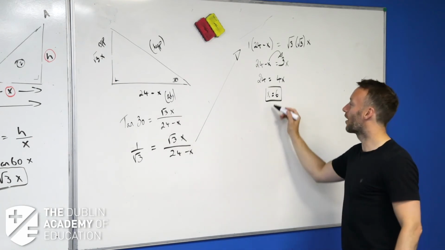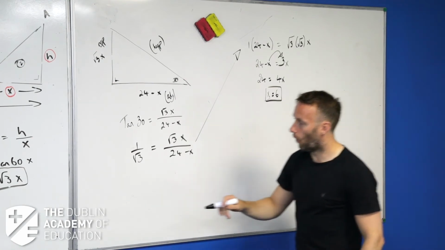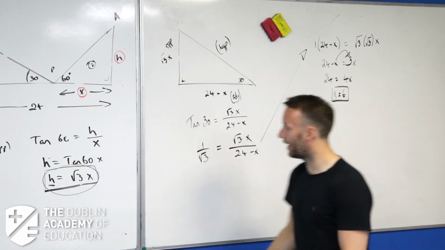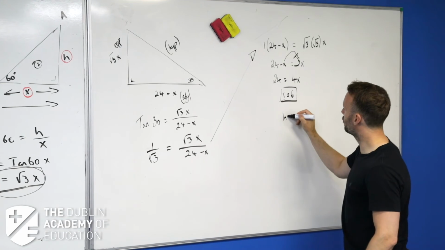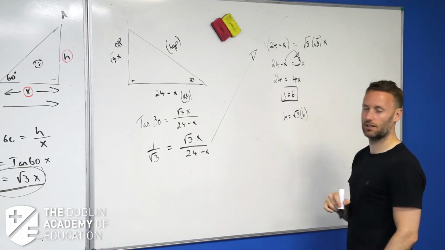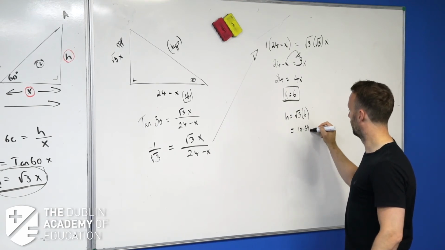But we weren't looking for x. What did the question say? Find h. What was h? There it is there. h is equal to root 3 by x. So h equals root 3 by 6, and that is approximately 10.39 meters.